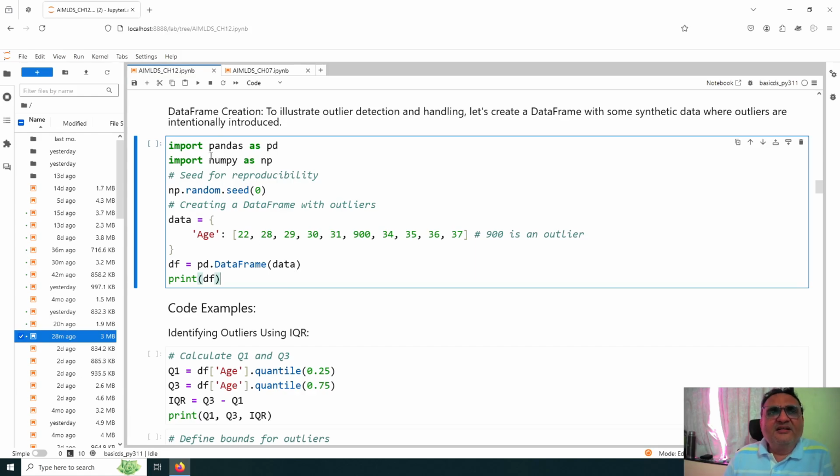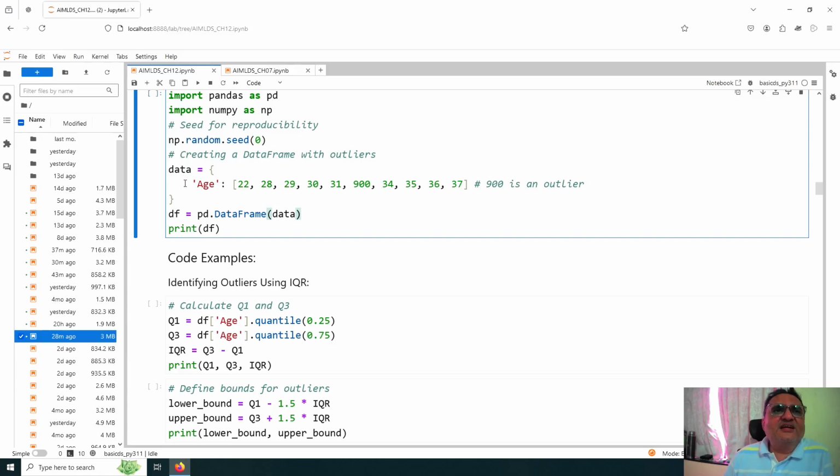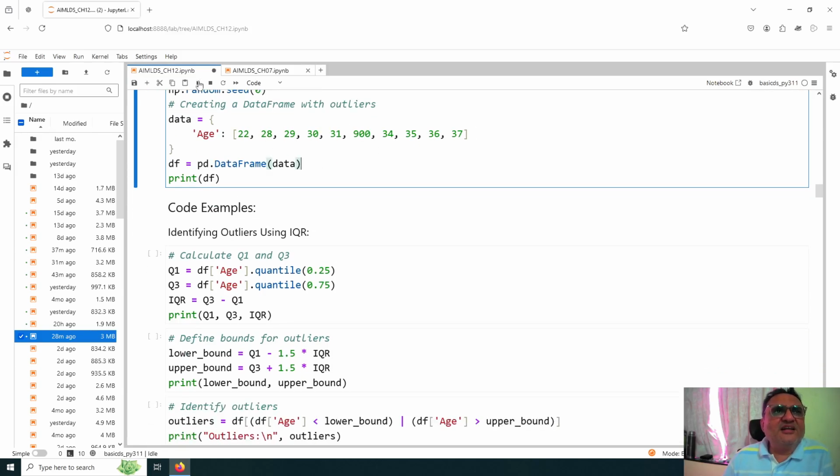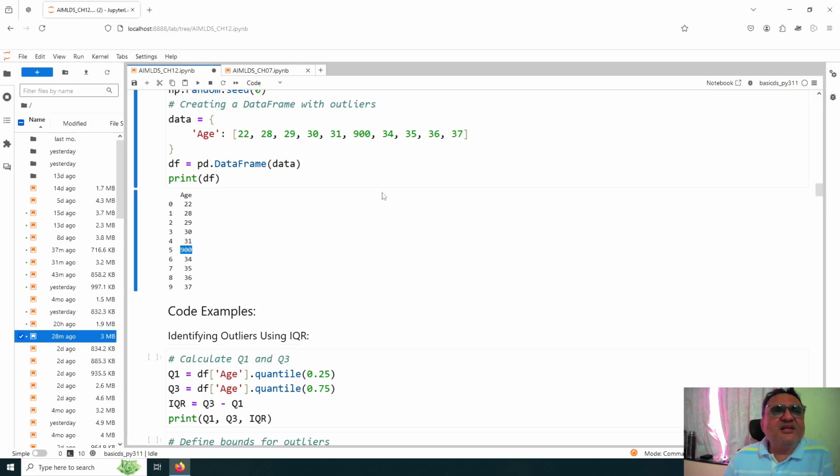Let us create our standard method we are following: whenever we want to study some concept, we create a synthetic data frame. So let us create a synthetic data frame like this, in which this is the dictionary, this is the key, so that becomes the column header, and this list is the possible values. Clearly 900 years of age is an outlier, so there is no need for me to even write this kind of comment. Okay, so 900 years of age is an outlier, that is very clear. If you see, this visibly looks like an outlier.